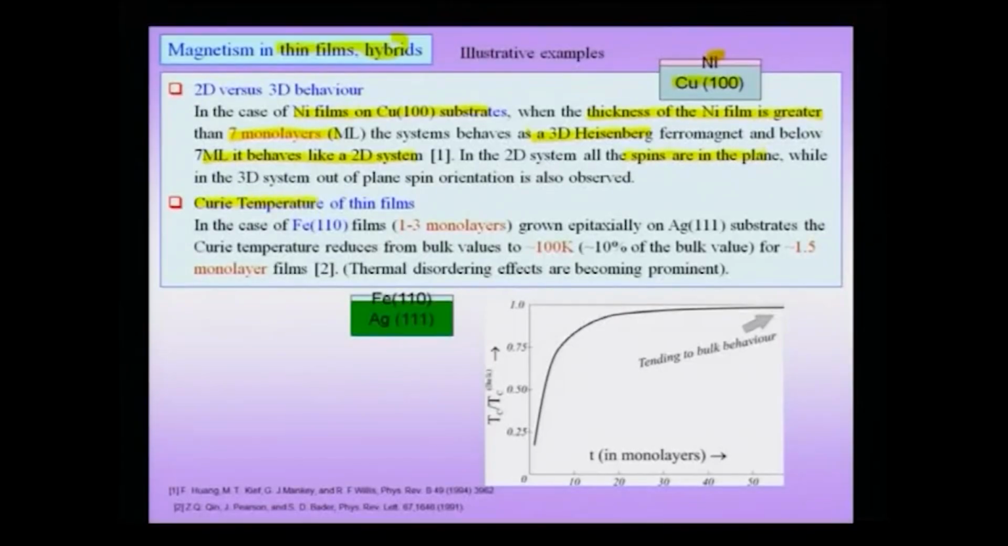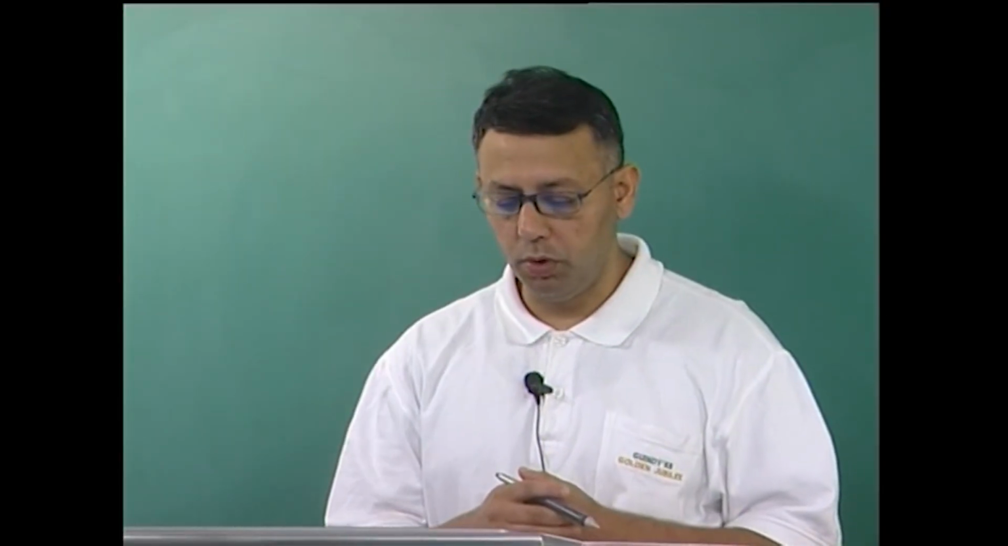The next thing we talk about in these thin films is the case of the Curie temperature in thin films. We had noted earlier itself that the Curie temperature actually varies with size. In the case of iron 100 films grown epitaxially on silver 111, that means my substrate is now a silver 111 substrate, and you are actually growing an iron 100 film on it. And again, we are in the very thin regime, wherein we are tracking the layers layer by layer, that means, it is 1 monolayer or 2 monolayers or 3 monolayers.